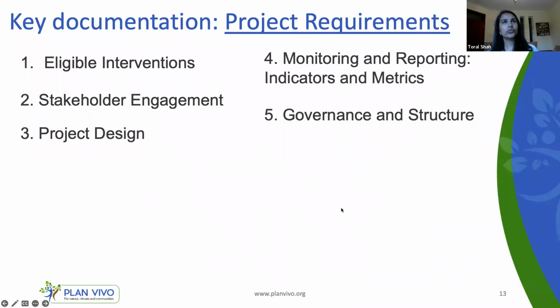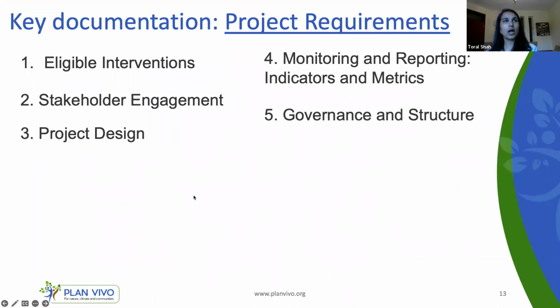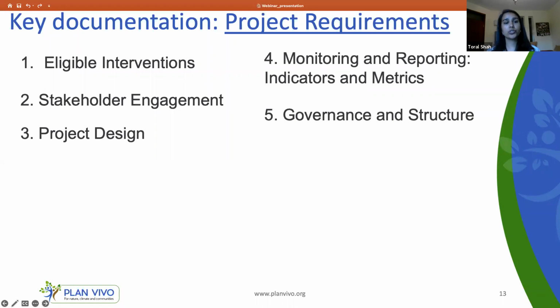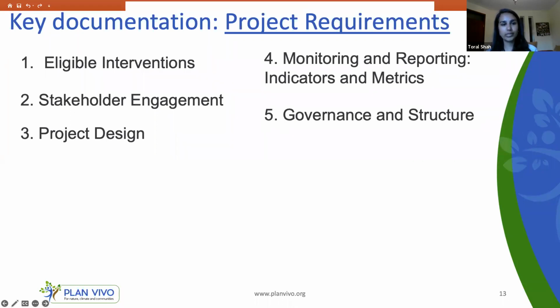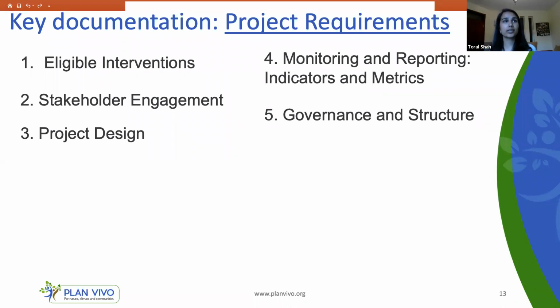So to introduce you to some of the key documentation, I'm going to start with the project requirements. This document is made up of 5 key sections. First is the eligible interventions, which looks at the project interventions and the different land management rights. You then have the stakeholder engagement, which details requirements around the stakeholder analysis, project management, the participatory design of the project, including the free prior informed consent process known as FPIC.